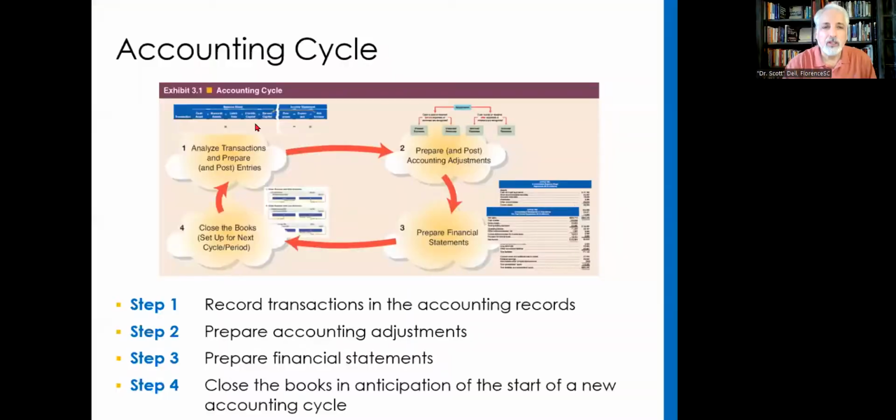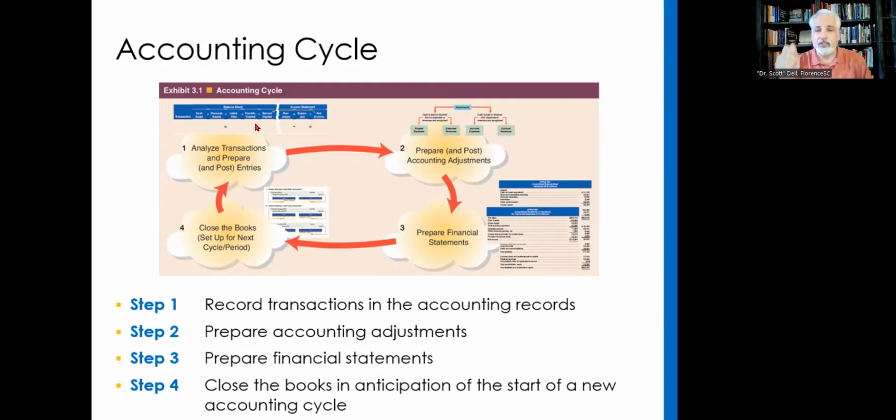Let's talk about the accounting cycle and making entries that ultimately will lead to financial statements. I'll go ahead and share the screen, and we're going to take a look at what the accounting cycle looks like. It's a multi-step process. It starts with analyzing transactions.